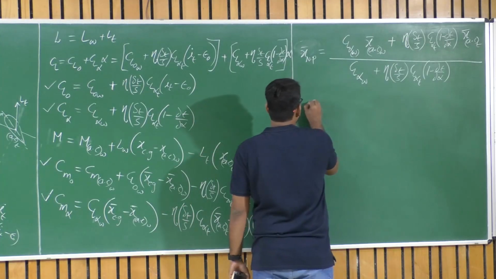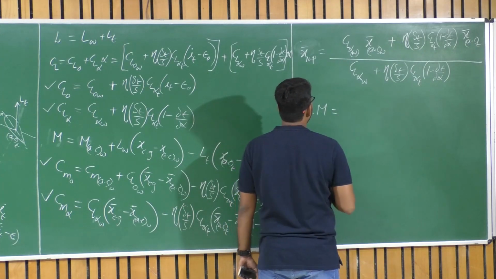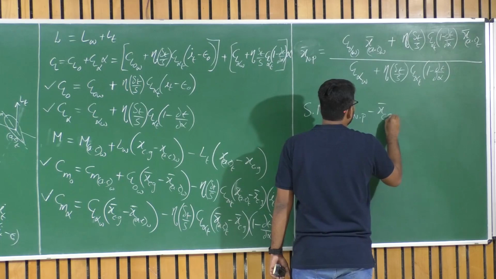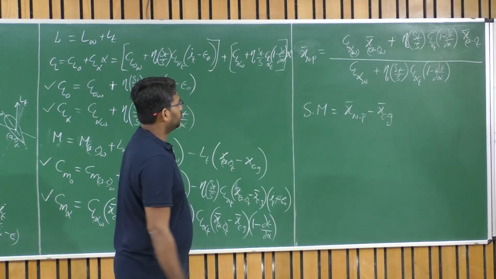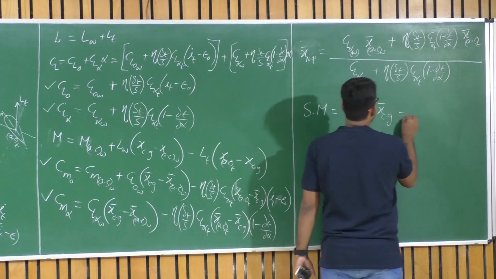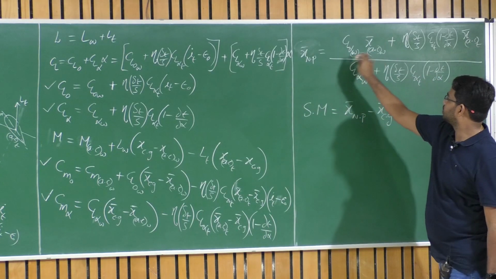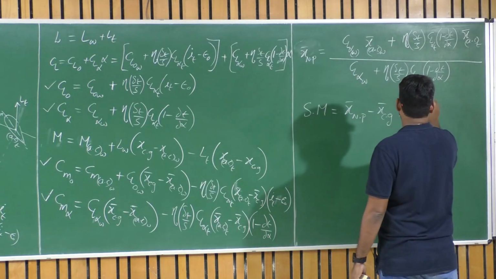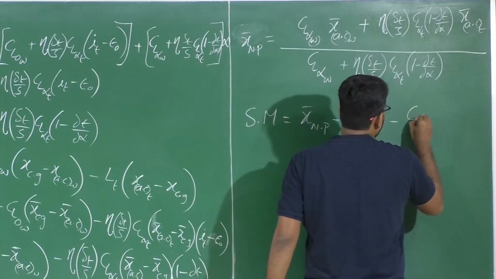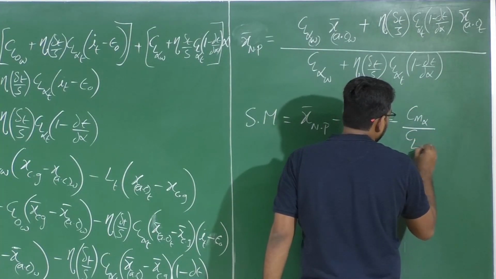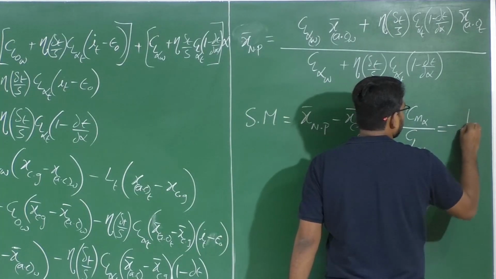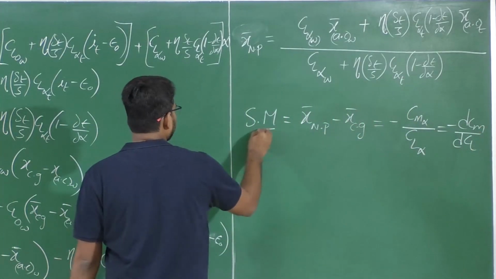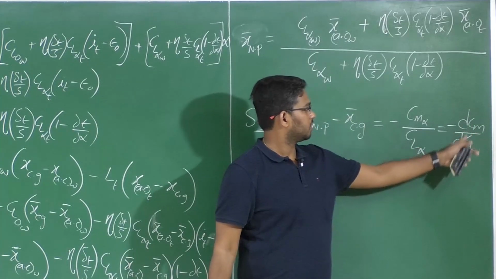And now we also talked about static margin, which is the difference between the neutral point x bar NP minus x bar CG, right? So from here we have derived that the static margin is equals to, if I substitute this x bar NP here and then minus x bar CG, what I end up with is minus of Cm alpha upon CL alpha of the entire aircraft, which is equals to minus dCm upon dCl. So that means if you have positive static margin, right, you have negative slope.